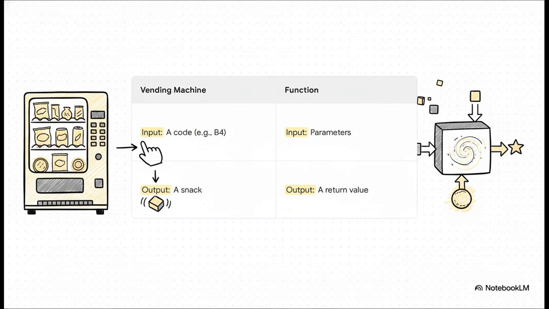With a vending machine, your input is a code, right? Like B4. In programming, we call those inputs parameters. The machine's output is, hopefully, a snack. A function's output is called a return value. It's that simple. It's a transaction. You give it some information, and the function gives you a result.